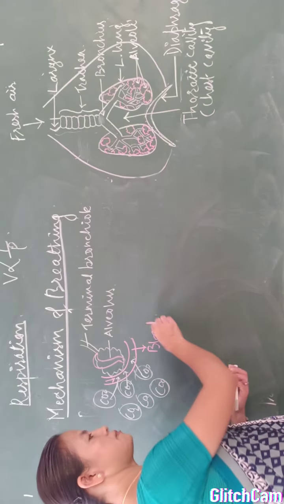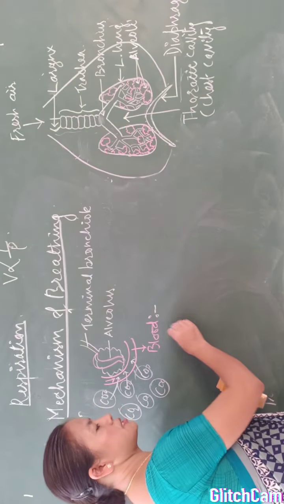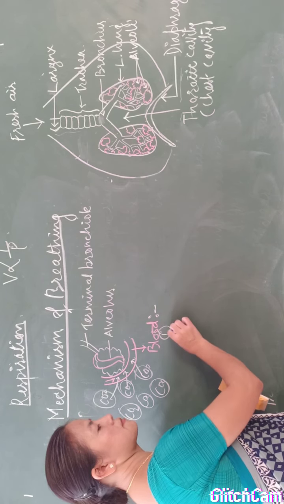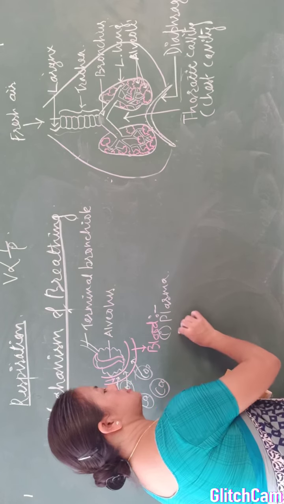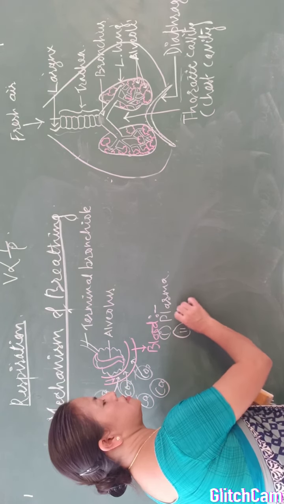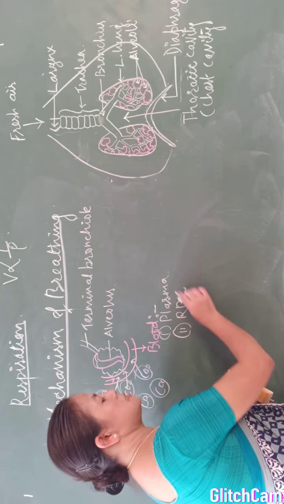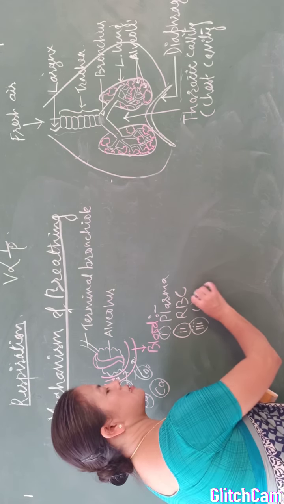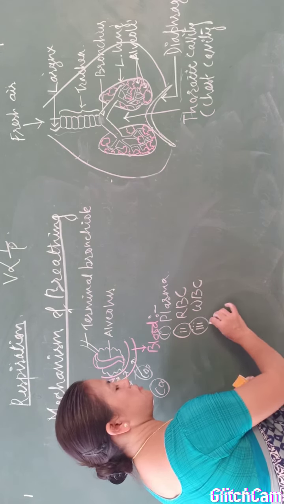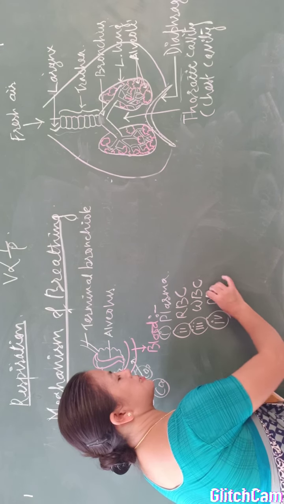Because actually this blood is made up of 4 components, okay. It is made up of 4 things. What are they? They are plasma, second is red blood corpuscles, third is white blood cells, and fourth is platelets.